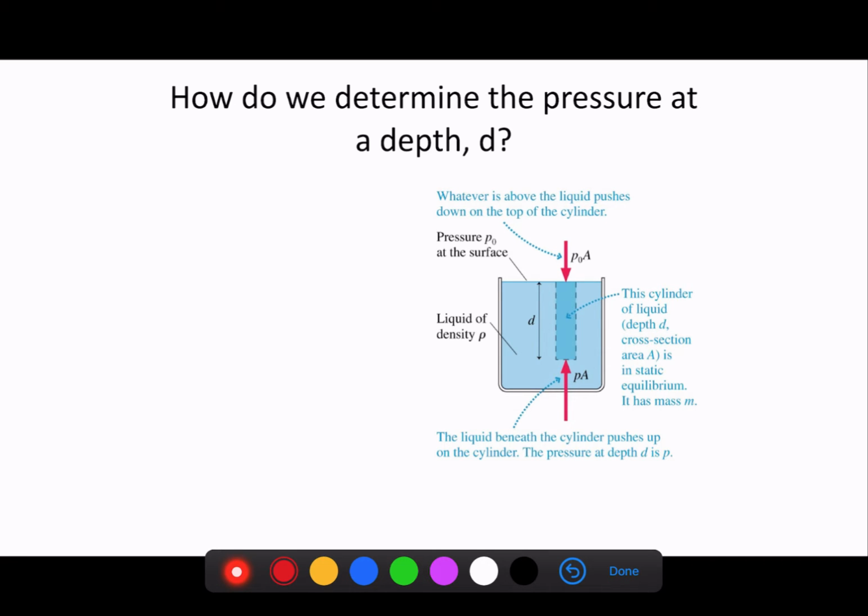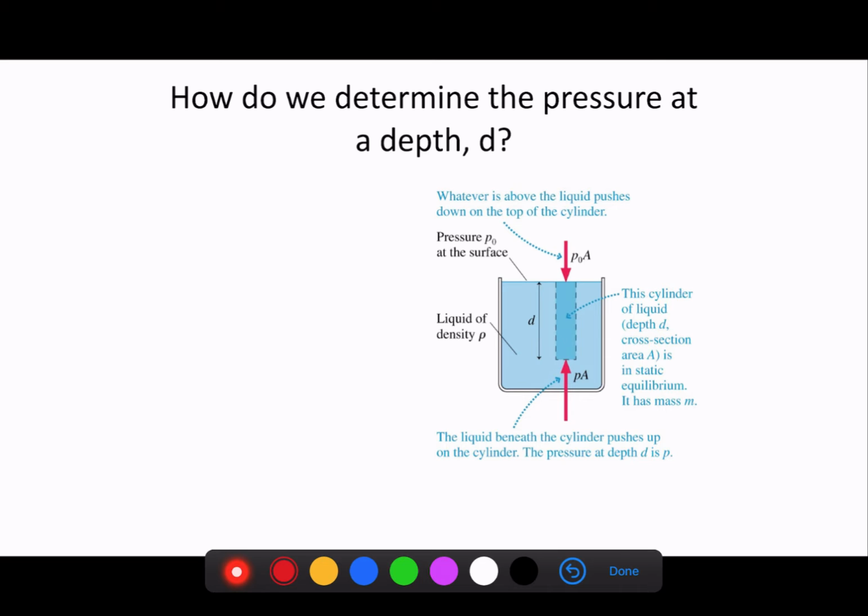Let's start by looking at this diagram. In this diagram, we have sectioned out a small column, a cylinder of liquid. It happens to have a depth of D and a surface area of A. Overall, we could say the volume is equal to A times that depth.